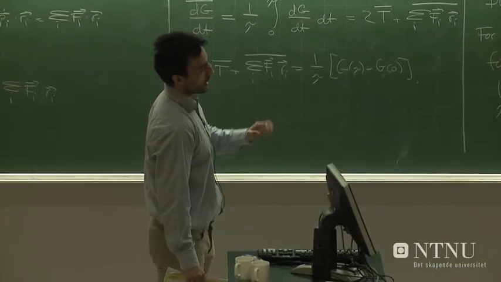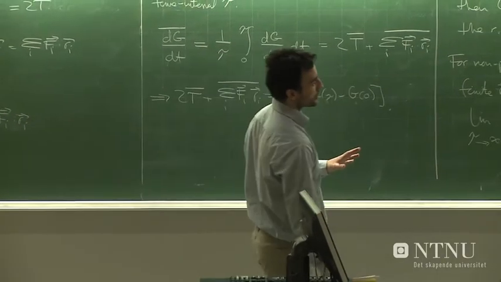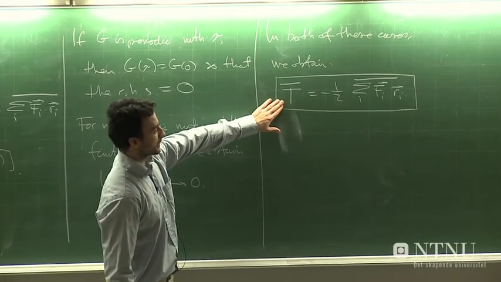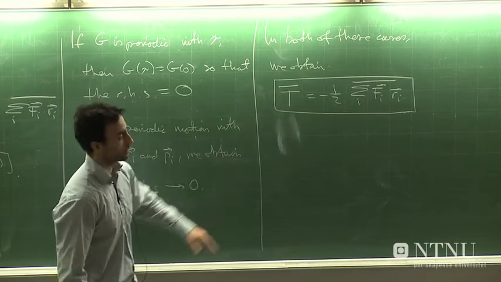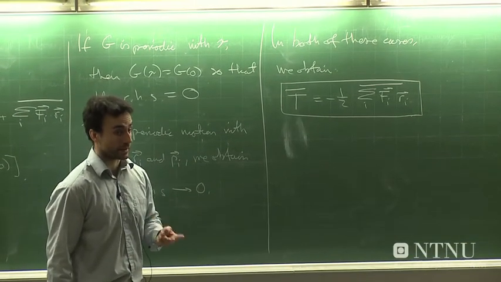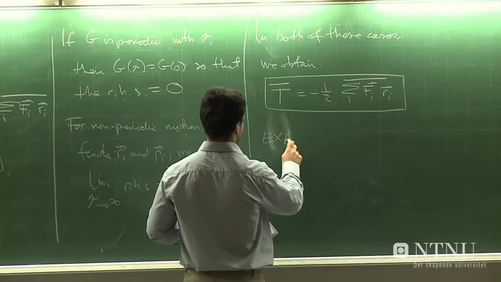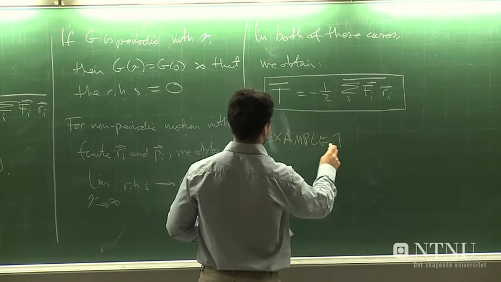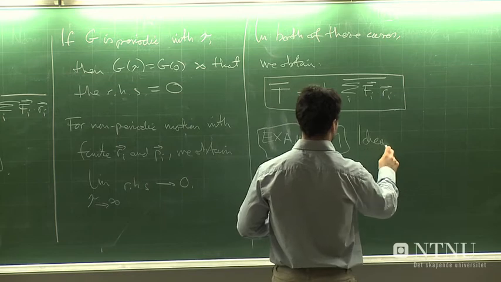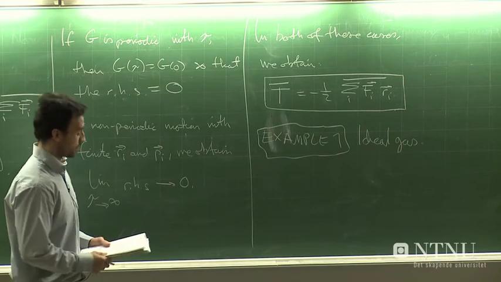And it's a quite powerful argument because we haven't made many specifications. Our system so far is quite general. And we now have a direct statement about the average kinetic energy of the system. So this is the Virial Theorem, and we'll have a look at 2 examples of its application. And the first example is an ideal gas.